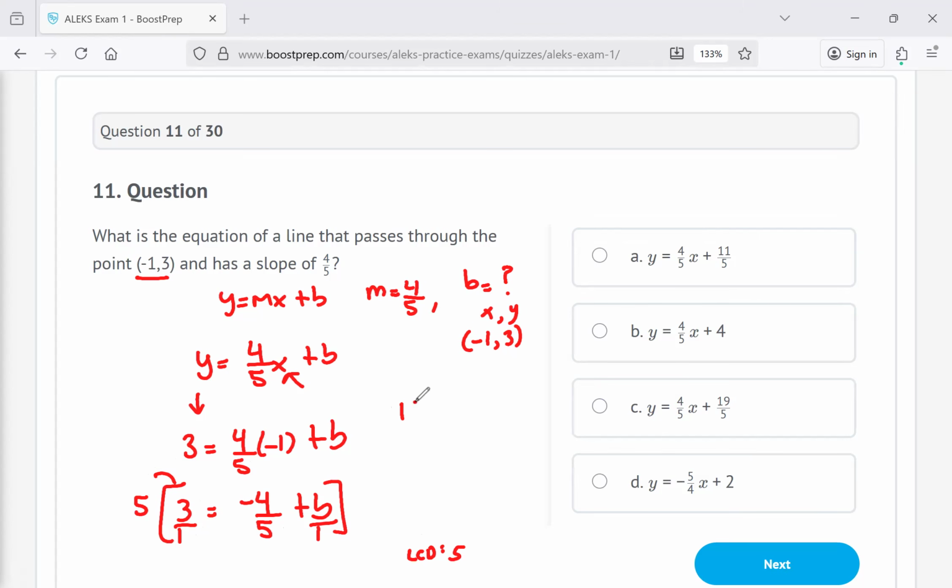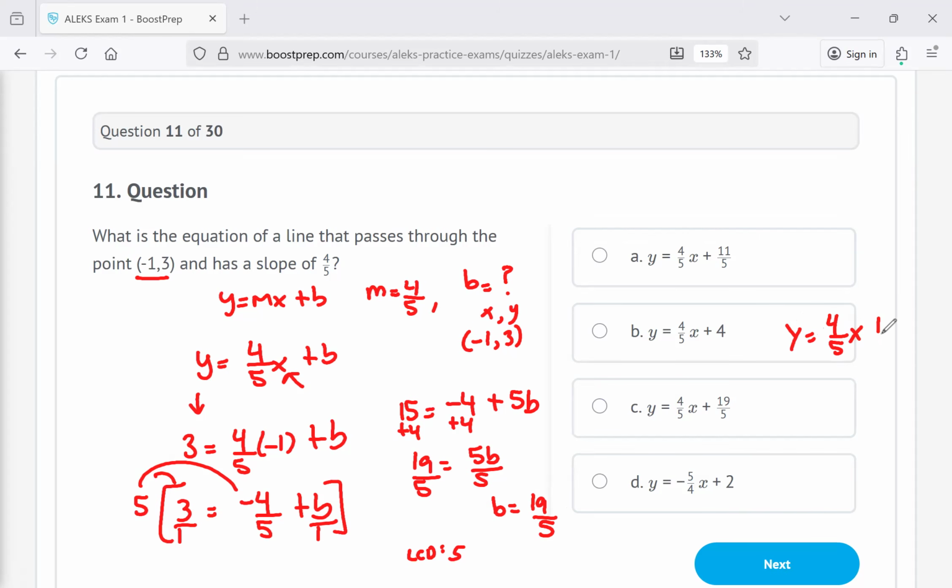So 5 times 3 is 15. 5 times -4/5, the 5's disappear, so you're left with -4. That's what we want. 5 times b is 5b. Solve for b, so you're going to add 4 to both sides. 15 plus 4 is 19. Then divide both sides by 5. The b is 19/5. So my final answer is y = 4/5 x + 19/5. So it looks like it's C.